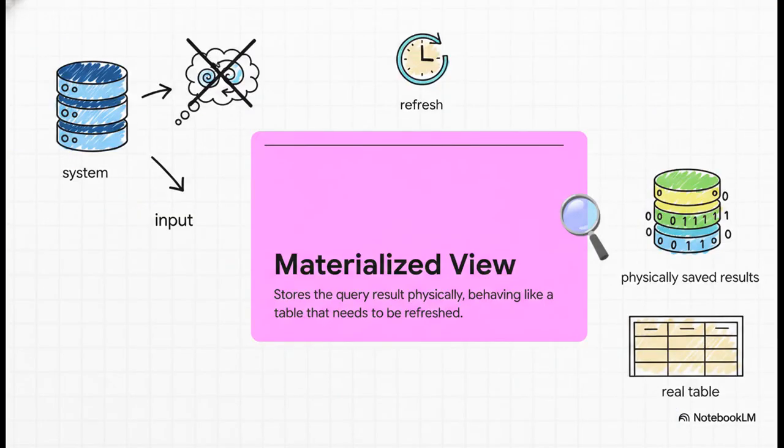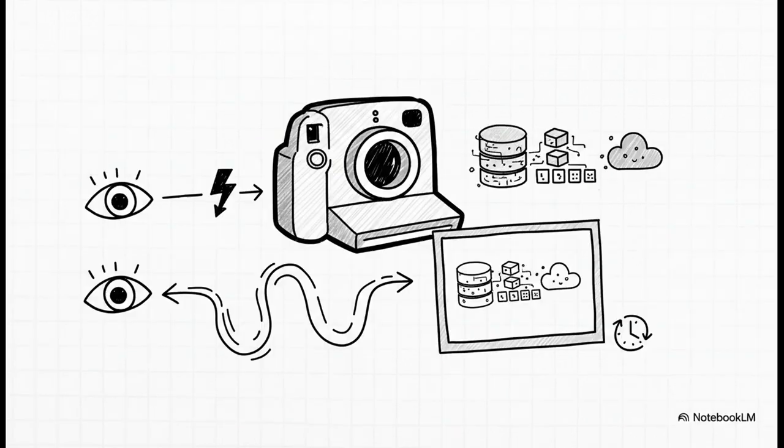So, what's the solution? It's a materialized view, and the magic word here is stores. Unlike a regular view that just saves the query's definition, a materialized view actually runs the query and then physically saves the results to disk, creating what is essentially a real table. Right, so if a regular view is like a live window, a materialized view is like taking a photograph of that window. It's a snapshot of the data at one specific moment in time.